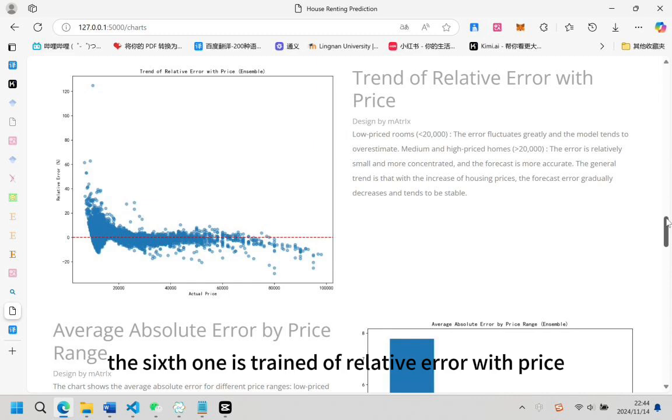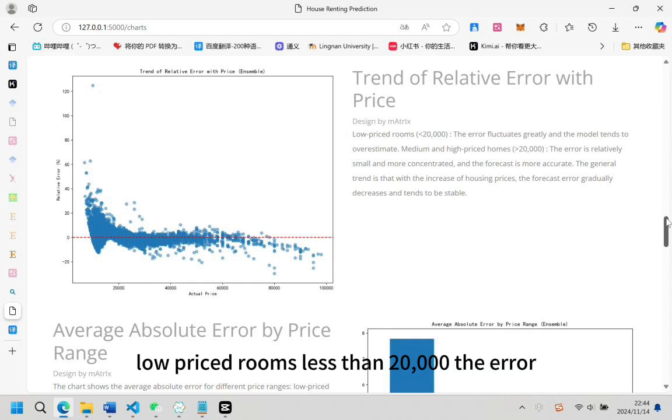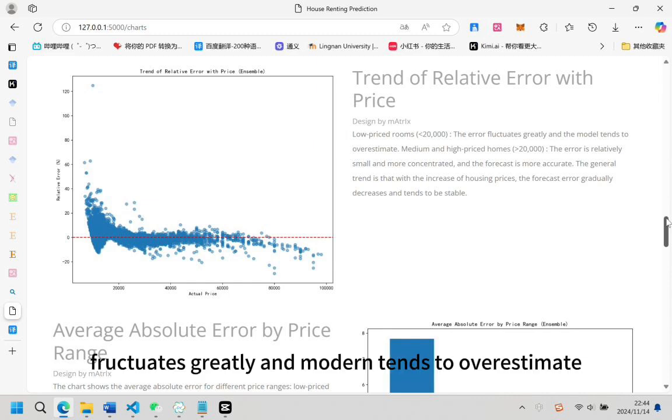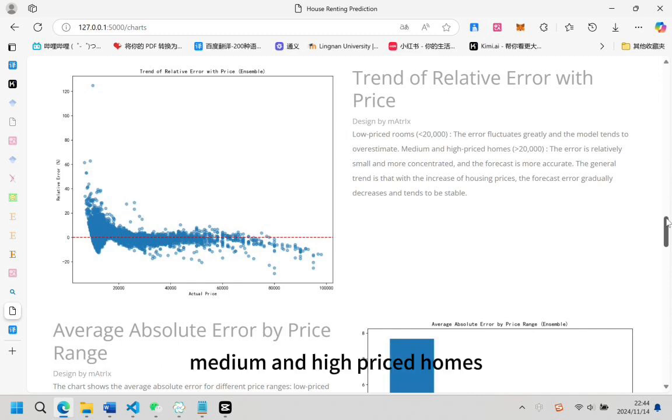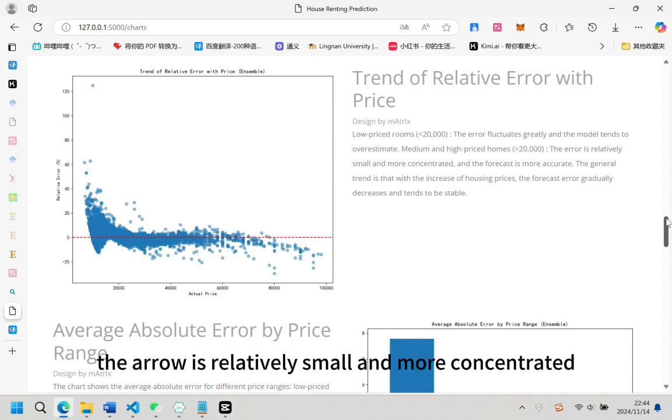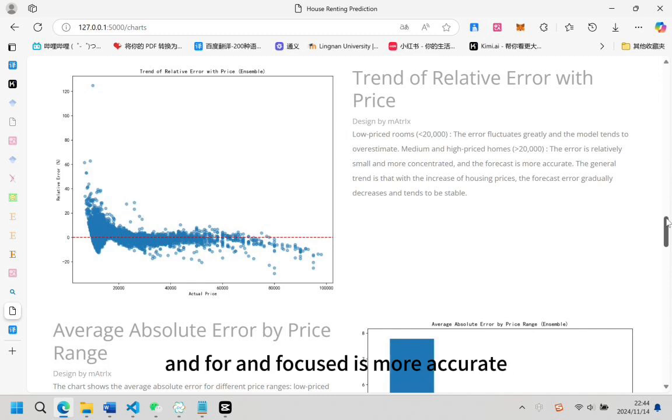The sixth one is trend of relative error with price. For low-priced rooms less than 20,000, the error fluctuates greatly, and the model tends to overestimate. For medium and high-priced homes greater than 20,000, the error is relatively small and more concentrated, and the forecast is more accurate. The general trend is that with the increase of housing prices, the forecast error gradually decreases and tends to be stable.